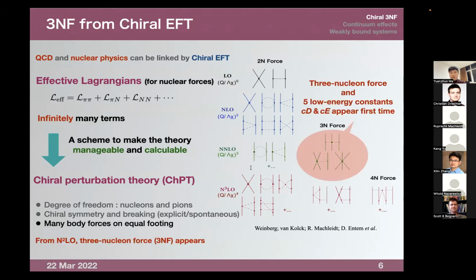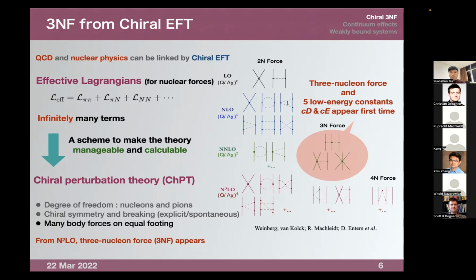For example, at the next leading order, the chiral three-nucleon force appears, and it contains 5 low-energy constants. 2 of them appear for the first time, and they cannot be fixed by fitting the nucleon scattering phase shift, but by some other observables of helium-3 or helium-4.